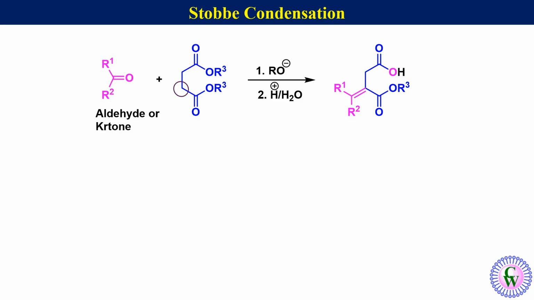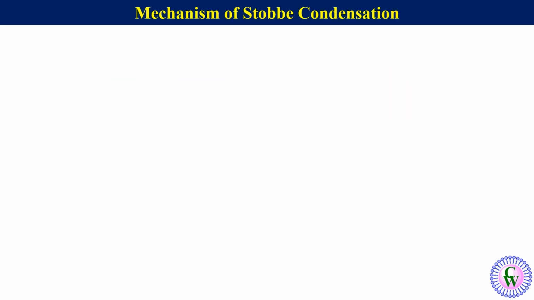one of the two methylene carbons, and the ester group attached to the other methylene carbon gets hydrolyzed to carboxylic acid. Mechanism of Stobbe condensation.